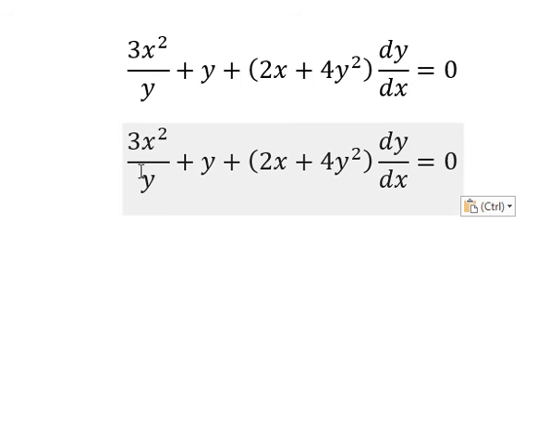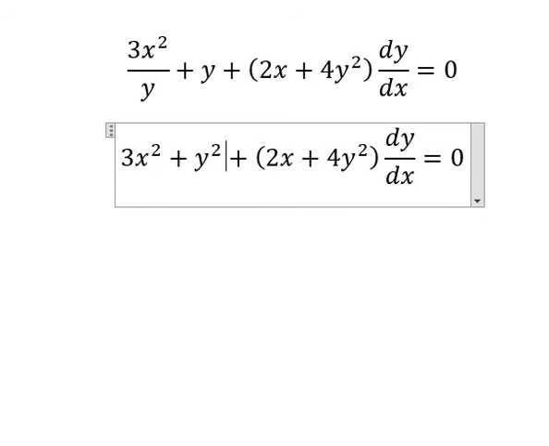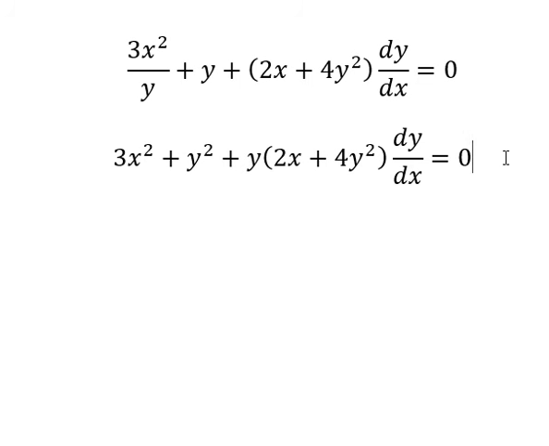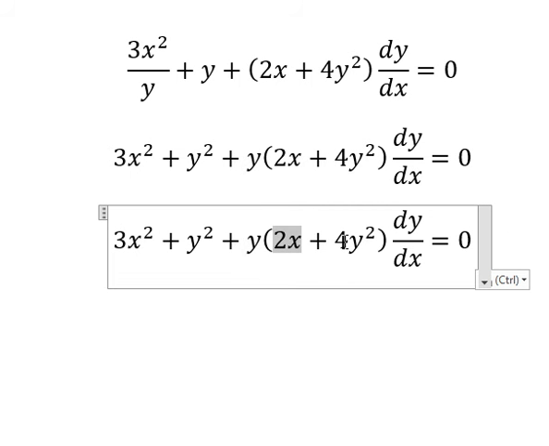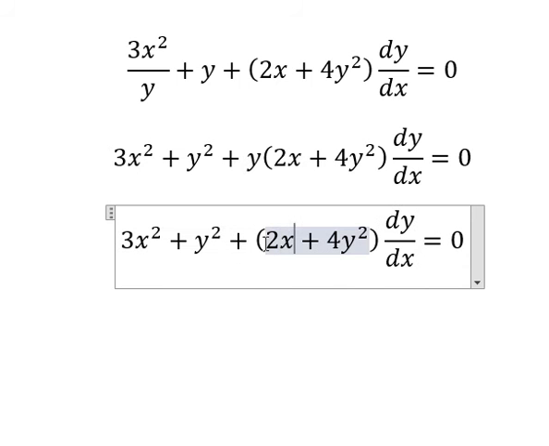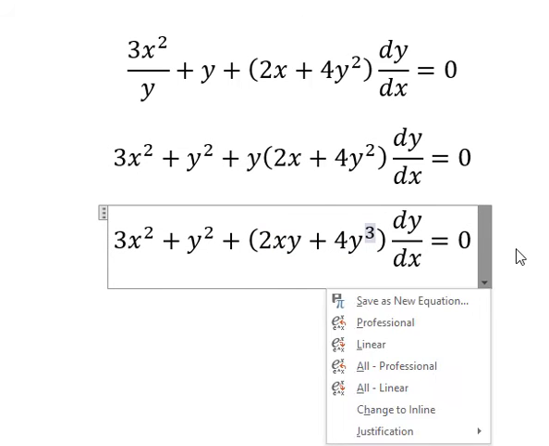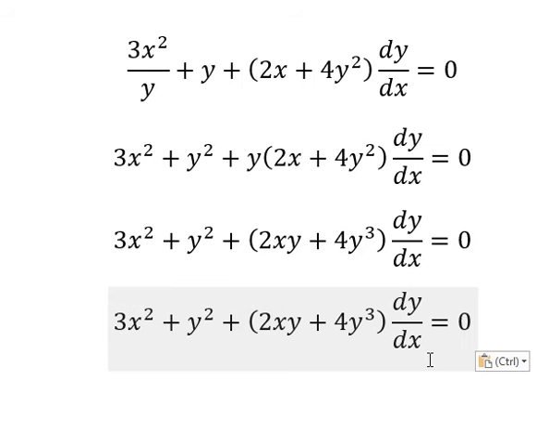We need to multiply by y for both sides. So this one you got 3x squared y squared and y in here. Next, we put y multiplied by 2x and 4y to the power of 2. We have 2xy and y to the power of 3. Next, we multiply both sides by dx.